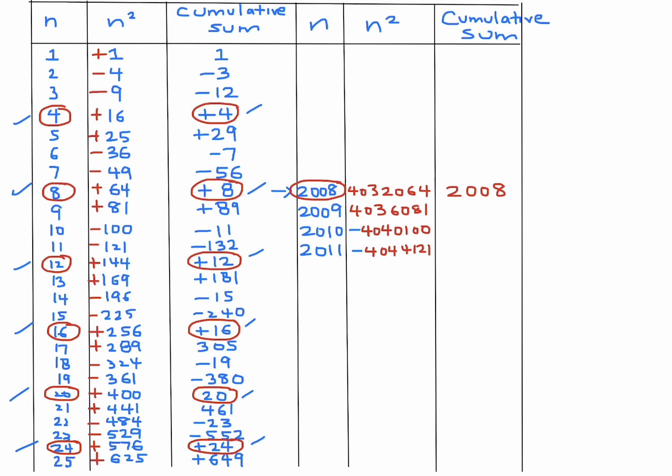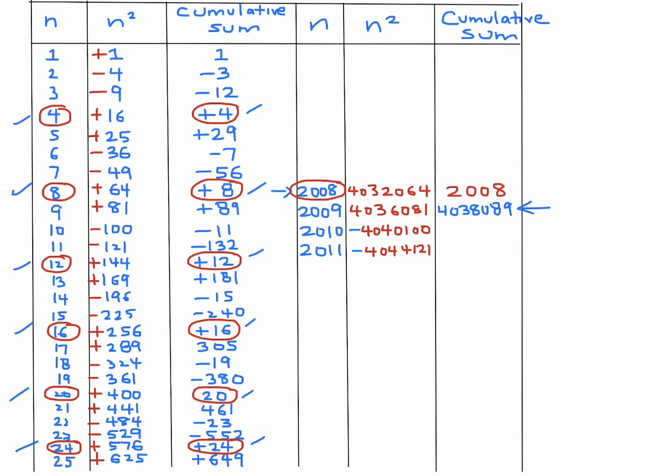Okay? So now all we have to do is figure out the cumulative sum. So let's do this one. That's going to be 2008, my cumulative sum, plus this number. That sum is 4038089. And then you take this and add to it this number, keeping in mind that that number is negative.